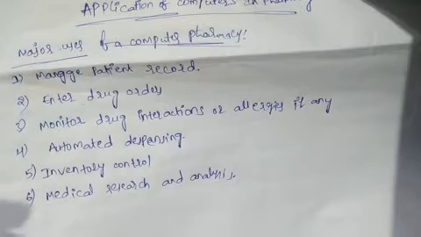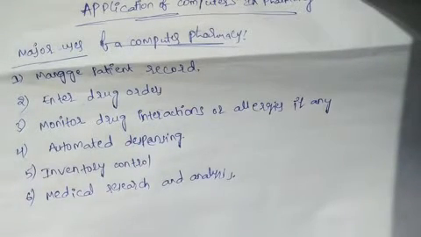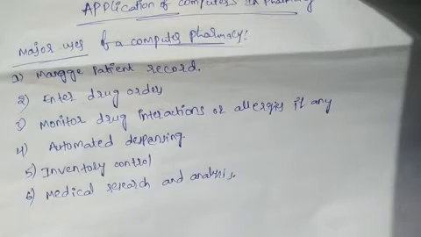Next is monitoring drug interactions or allergies. Any drug information or monitoring is maintained as one record or one book in the computer. Likewise with automated dispensing, inventory control, and medical research and analysis. For any medical research, x-rays, scanning reports, ECG, or any tests done for a particular patient, the total information is in the computer.